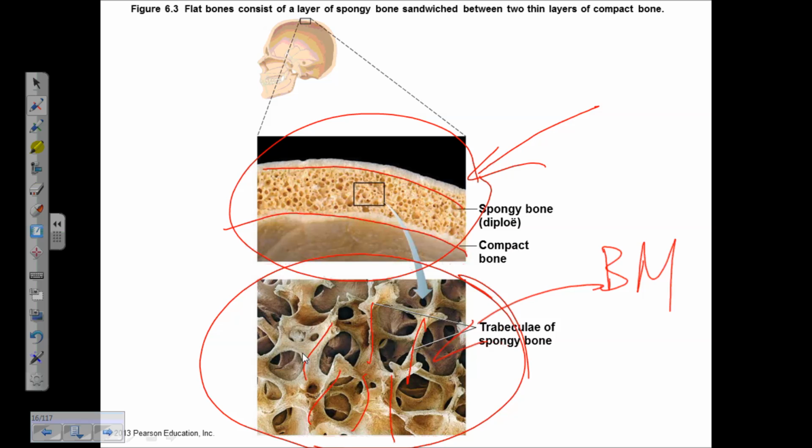Medial and lateral condyle. Okay? These are the articular surfaces of the tibia. They both are covered with articular cartilage to decrease friction.